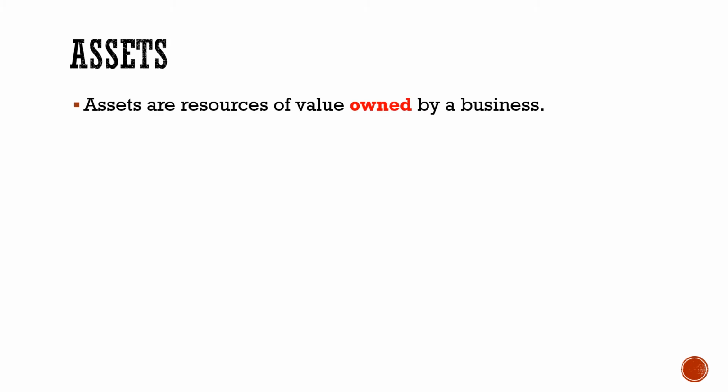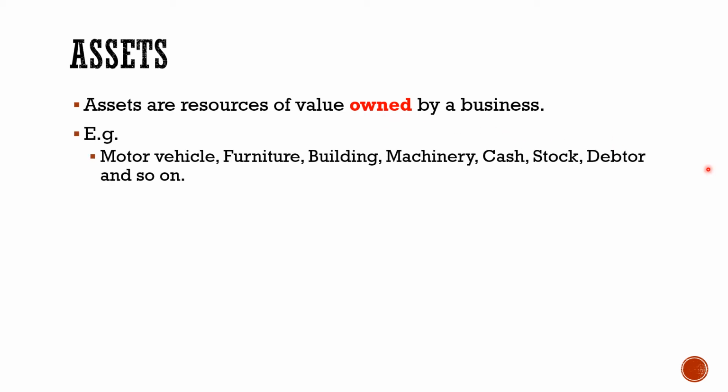Okay. Now, assets. Assets are resources of value owned. You see the keyword, owned by a business, okay? So examples of a business asset can be motor vehicle, furniture, building, machinery, cash. This can be cash in hand or cash at the bank. Stock, okay? Say for example, a businessman whose business is operating a computer shop, okay? So his stock will be stock of computers, okay?